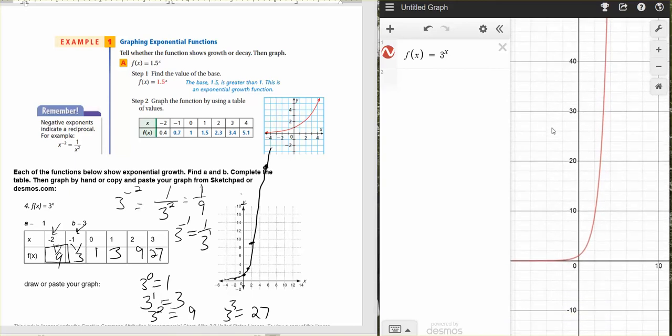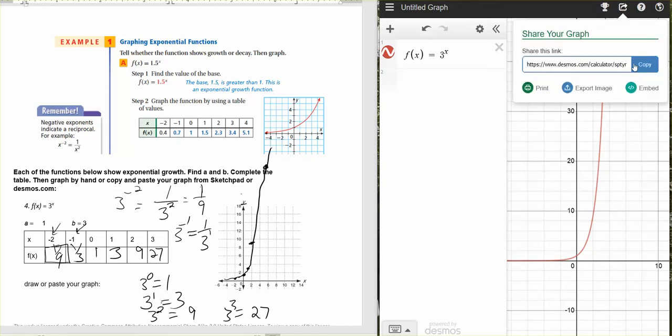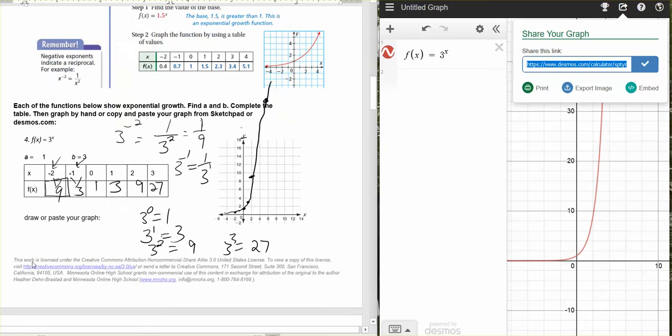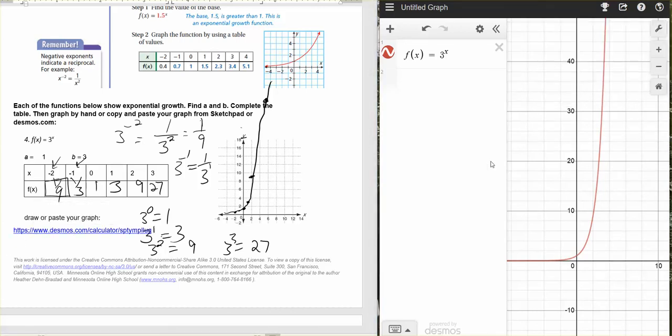So when you're happy with your graph, you have two ways of sharing that graph if you didn't want to draw it. One way is to get a link. So click on Share Graph. You'll get a link here, copy that, and then you can paste that right onto your worksheet. After you paste it, hit the space bar once and it becomes an active link so that I can click on it. The other way is to take a screenshot of this.